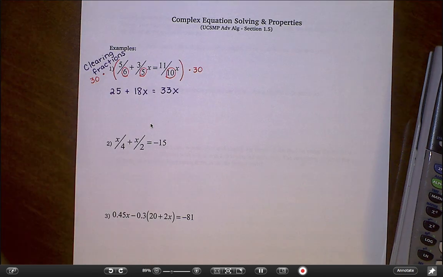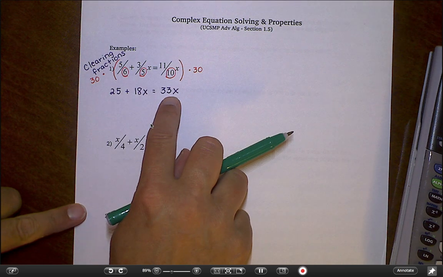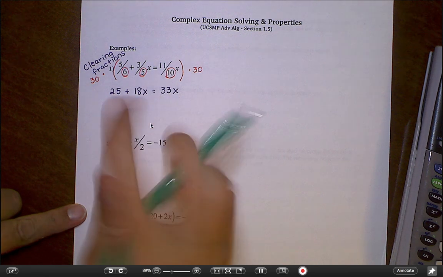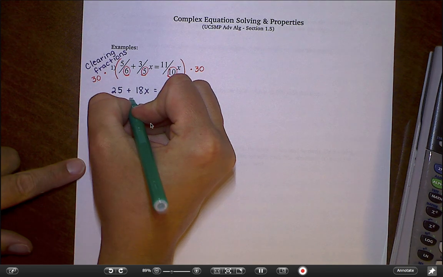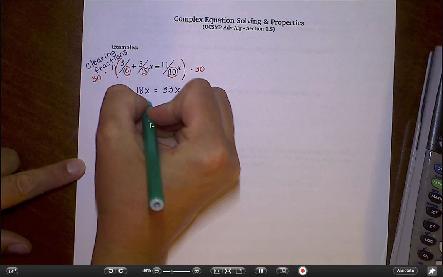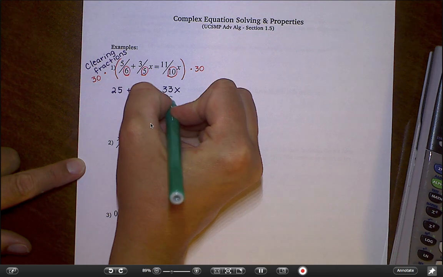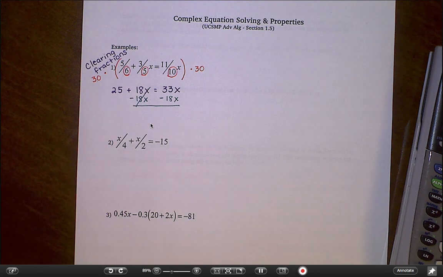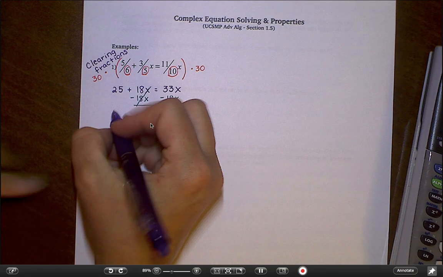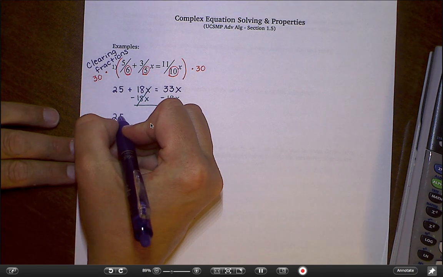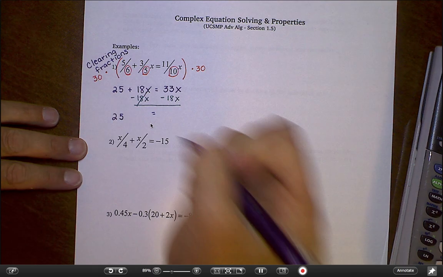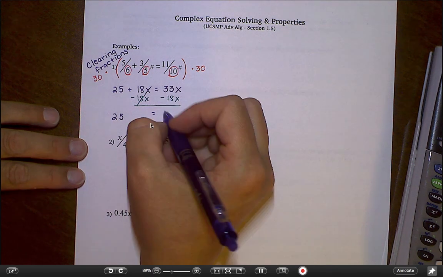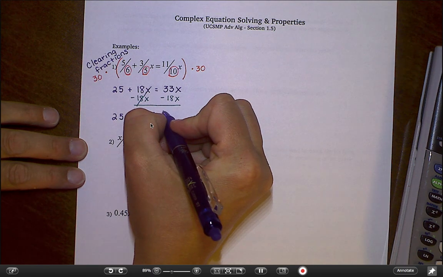So now from here, my next step would be to get my x's together on the same side. I've got x's on either side of the equals. So I'm going to subtract off this 18x. Okay. And I am left with 25 equals, let's see, 33 minus 18. Is that going to be 15? I believe so.